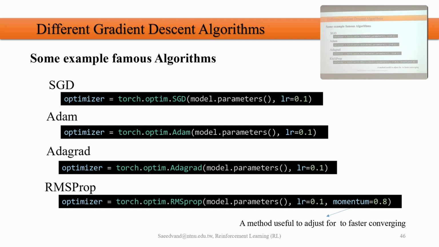If you want to use Adam, you just simply write torch.optim.Adam. If you want to use AdaGrad, you use torch.optim.Adagrad, and this is RMSprop. There are many more that you can use depending on the situation, but SGD and Adam are more commonly used.